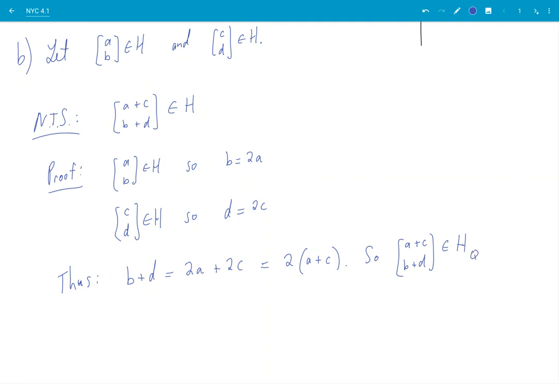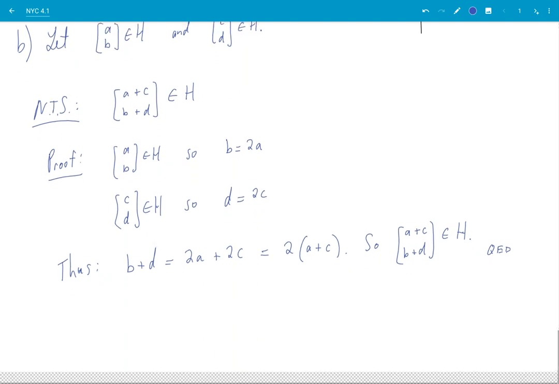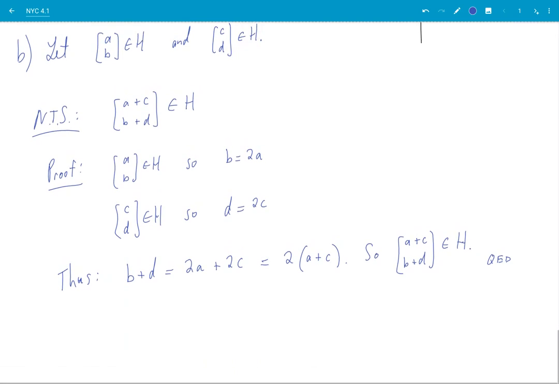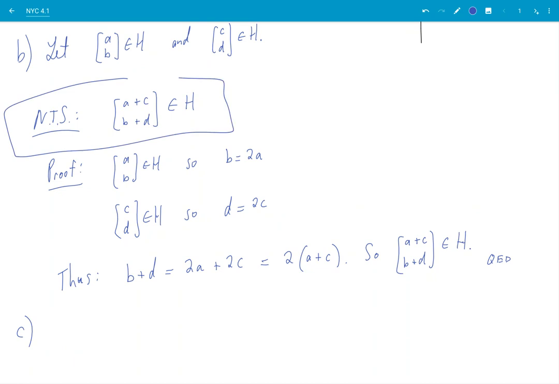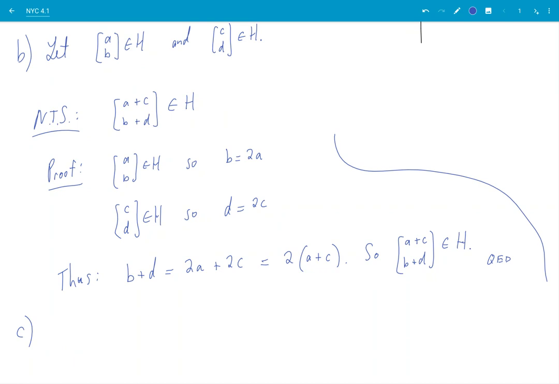Put a little, oops, put a period first. Okay, there we go. Okay, I did a lot of writing, but it's not necessarily a bad thing. You want to be as clear as possible. This is useful. Tell your reader what you're trying to do, and then do it.